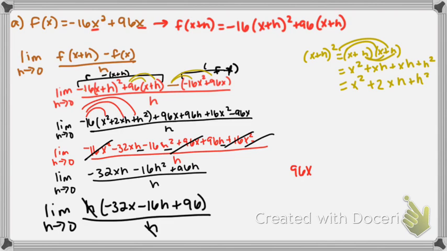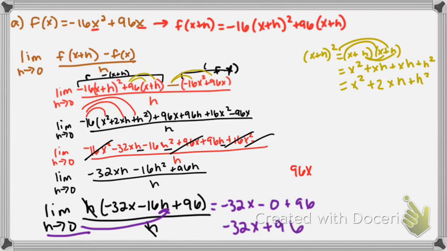And I'm going to try my limit again, which means I'm going to sub in h equals 0 everywhere I see an h. Well, there's only one h in there. So negative 32x minus 0 plus 96. Now, there's still an x in it. Well, that's okay. It's a function. Remember, that is the derivative. So f prime of x equals negative 32x plus 96.